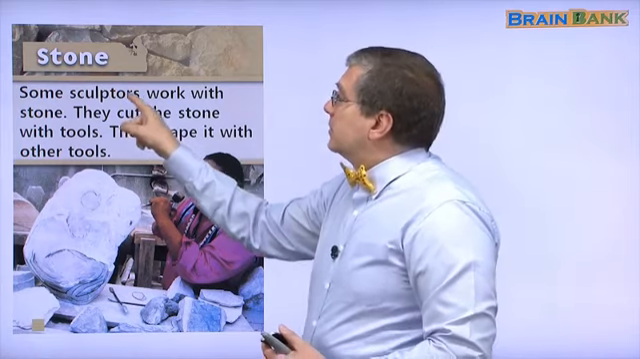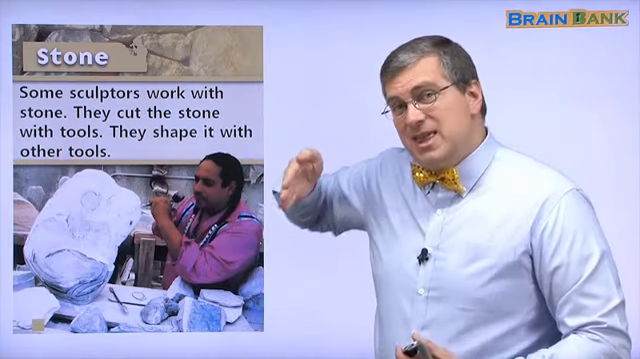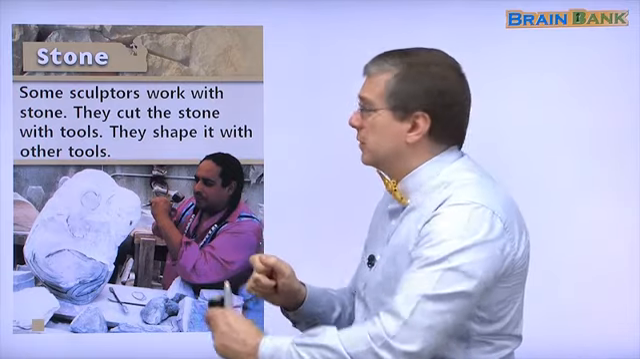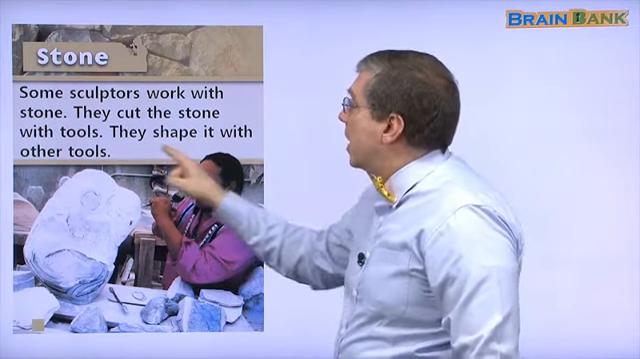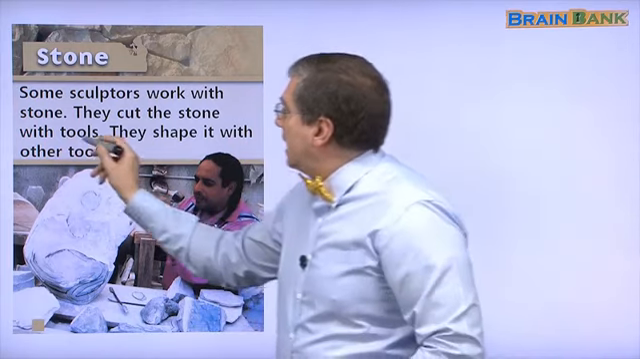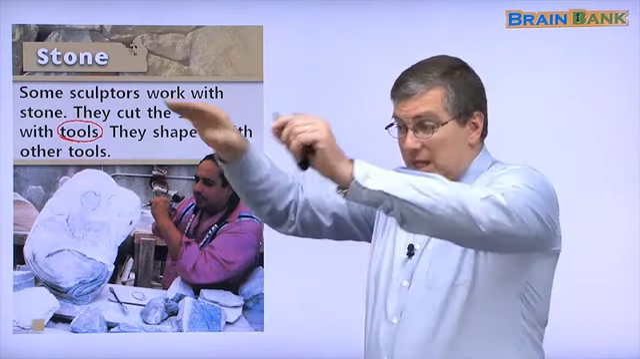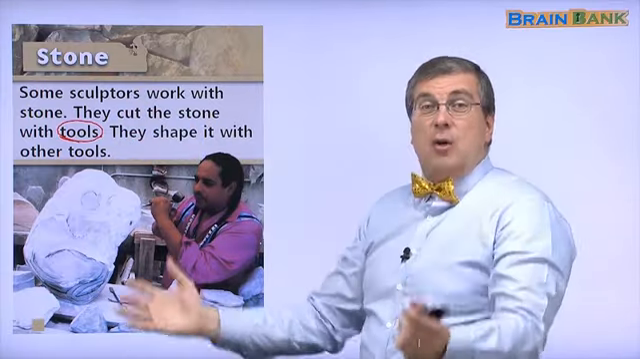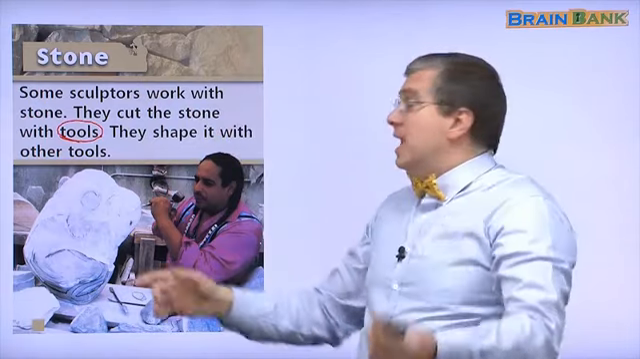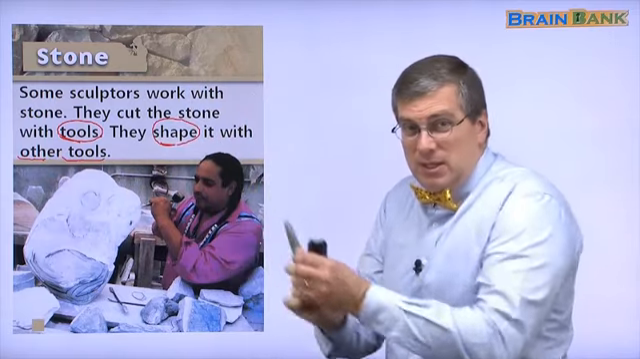However, some sculptors work with stone. They cut the stone with tools, very strong tools. They shape it with other tools. So first, they use one kind of tool to cut the stone. So they cut the stone into a block or a brick or a cube. They cut the stone, then they use other tools to shape the stone.